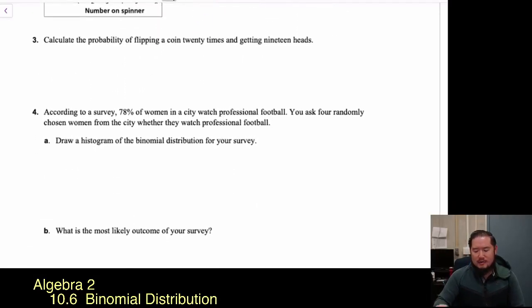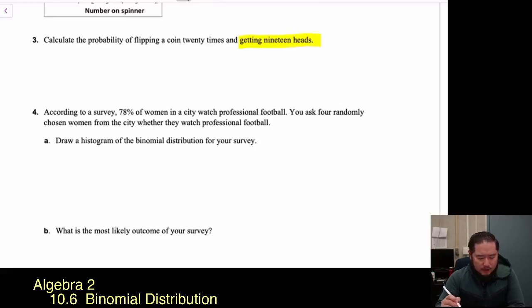Next up, number 3. It says calculate the probability of flipping a coin 20 times and getting 19 heads. This is where we're going to use our binomial experiment. How do I know to use it? We're trying to find the probability of flipping a coin, and there are 2 outcomes, heads and tails. In the binomial experiment, what I care about is finding the probability of the successes. So here, the success would be 19 heads.